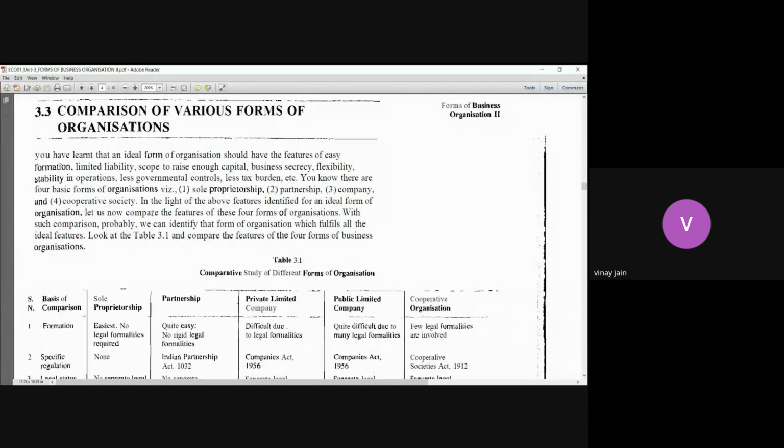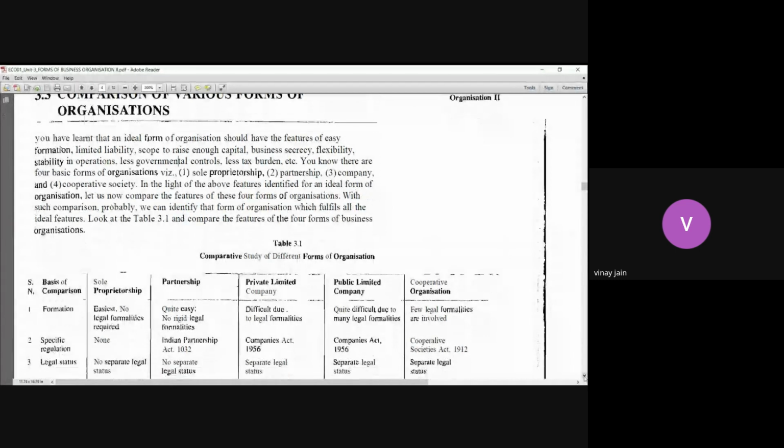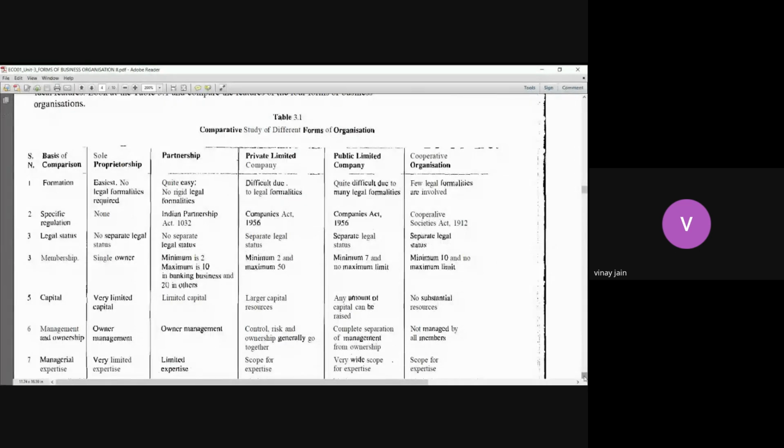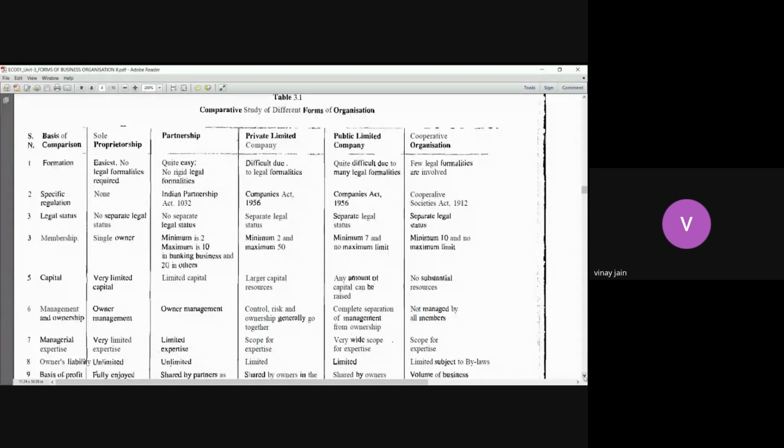So, there are four basic forms of organization: sole proprietorship, partnership, company, and cooperative society. In the light of the above features identified for an ideal form of organization, let us now compare the features of these forms of organization. With such comparisons, probably we can identify that form of organization which fulfills all the ideal features. So guys, here we have this tabular chart. You can go through it and take the decision yourself, like a comparative study of different forms of organization.